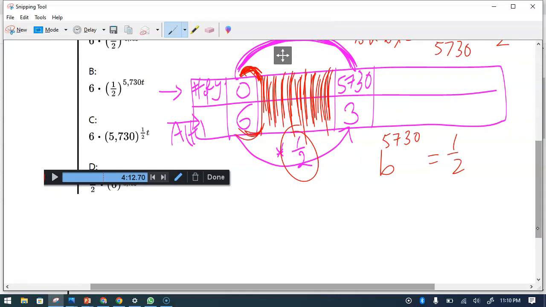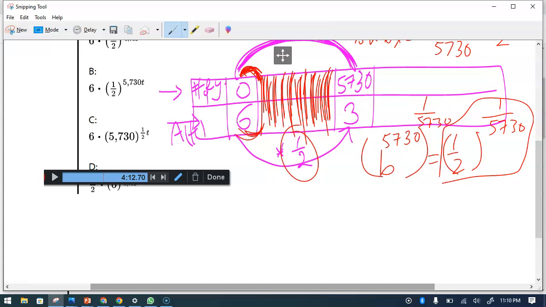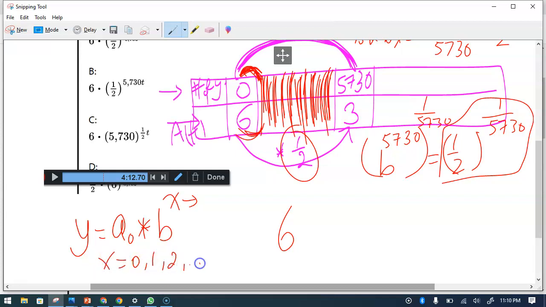So the B will be, taking both sides, the 5,730 root on either side, 1/2 raised to 1/5,730. So this becomes your factor in 1 year. So the expression will be, in the beginning, remember the formula is an exponential function: A naught is the beginning, and B raised to x, where x is the increment of 1.